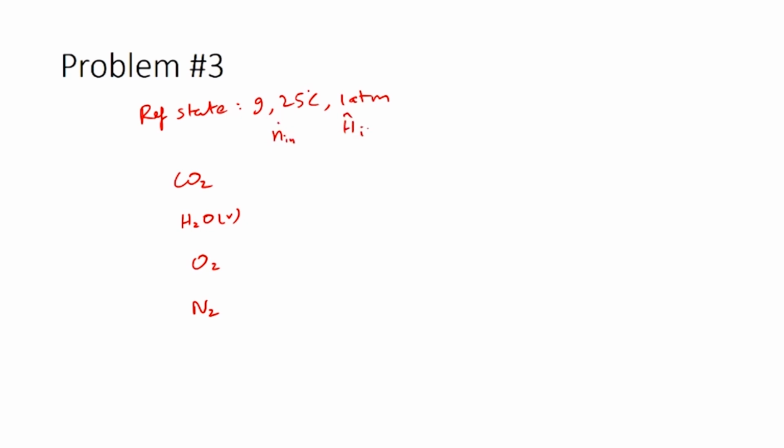So, for using that table B8, we need to use the appropriate reference state. So, the reference state used for that table is gas at 25 degrees Celsius and 1 atmosphere, and this would apply for all the components in the system. So, the components you have would be carbon dioxide, water vapor, oxygen and nitrogen. So, you would have n dot in, H hat in, n dot out and H hat out.